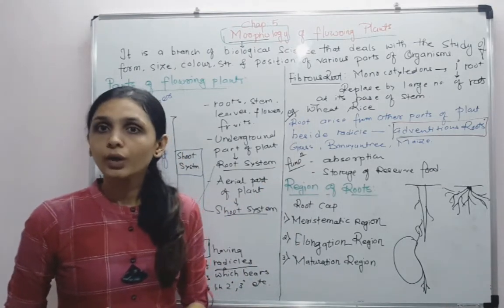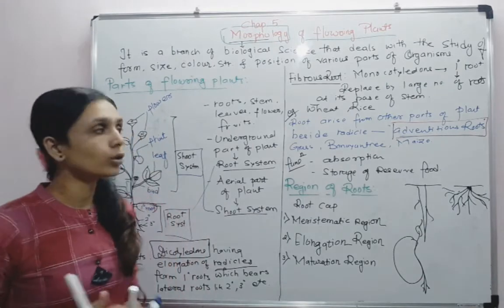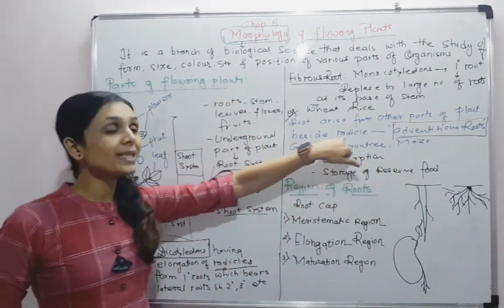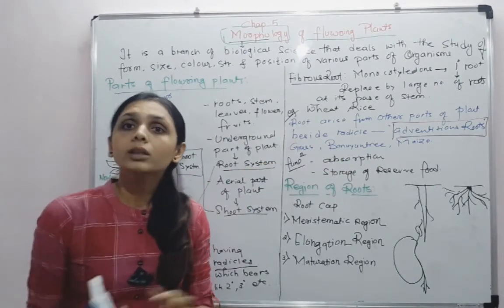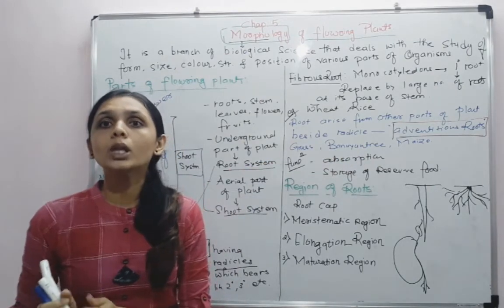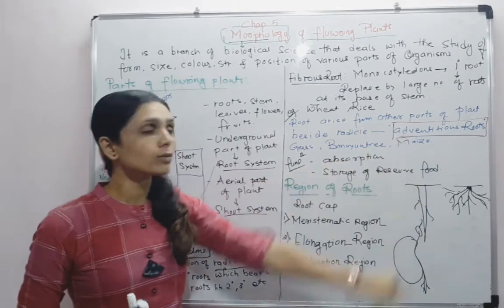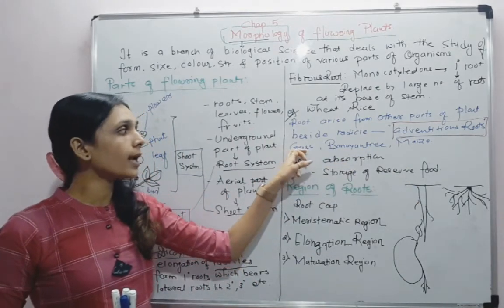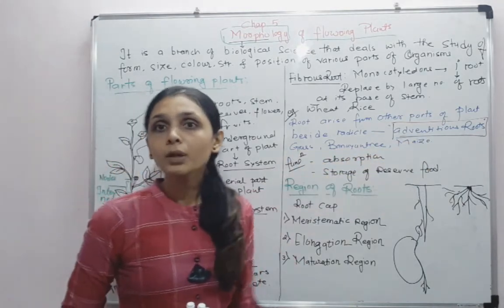Adventitious root. Are you getting it? What I am saying? Okay. Root arising from other part of the plant beside radical. That means other than radical, if any root will grow up, then that is known as adventitious root. Right? Examples of adventitious roots are grass, banyan tree and maize.